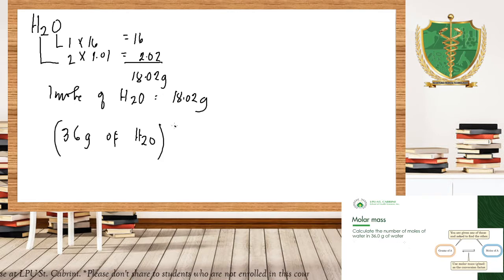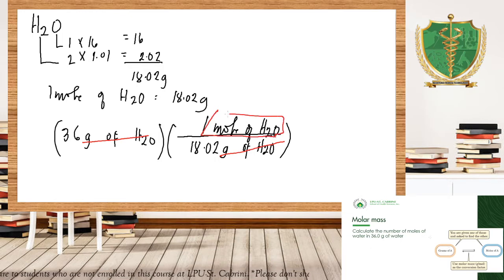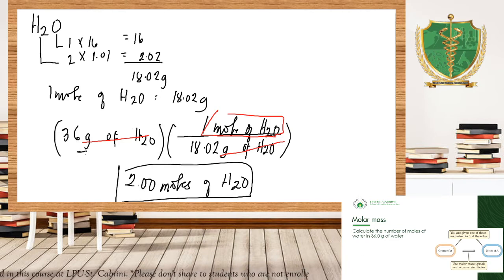Okay, times, so how many grams are there in 1 mole? 18.02 grams of water, 1 mole of water. So we're going to cancel the same unit, and we are left with moles of water, which is what is asked. So 36 times 1 is 36, divided by 18.02 will give us 1.9977802, or simply that is equivalent to 2 moles of water. Okay? So, 36 grams of water is equivalent to 2 moles of water.